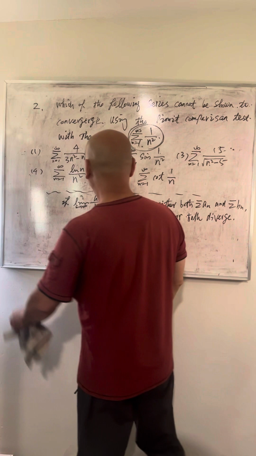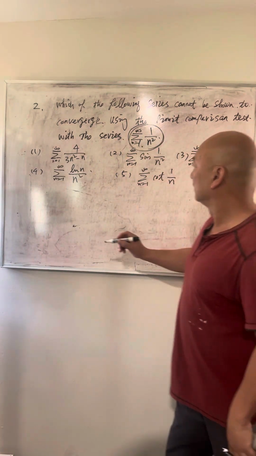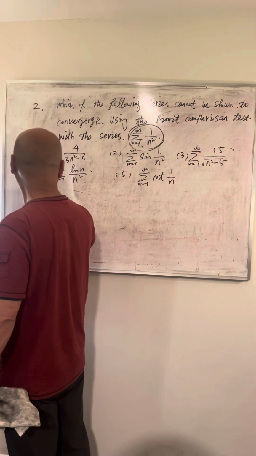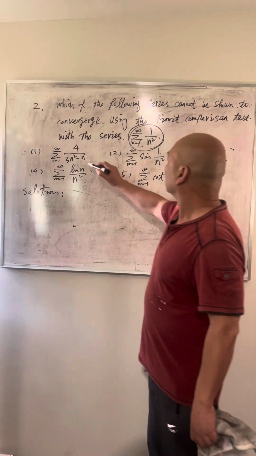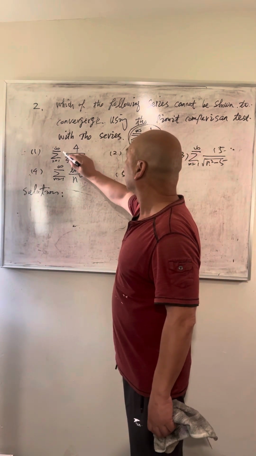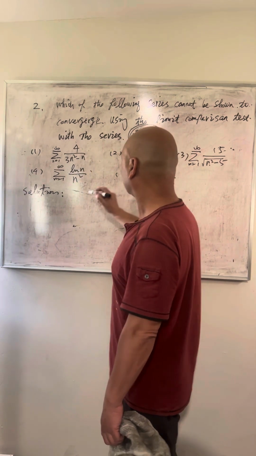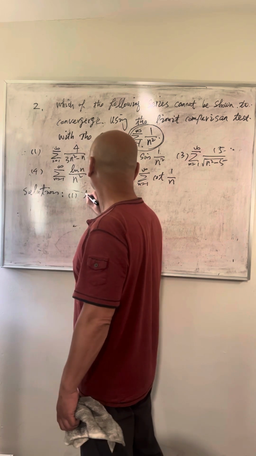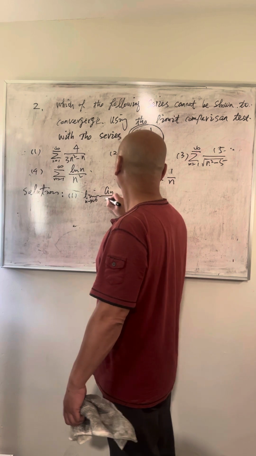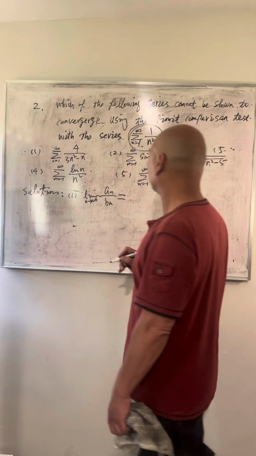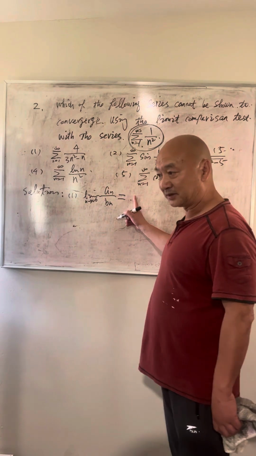Now we test one by one. Solution. Let this be An, this Bn, two series. Now we test this one. The key point is to try to find the limit.